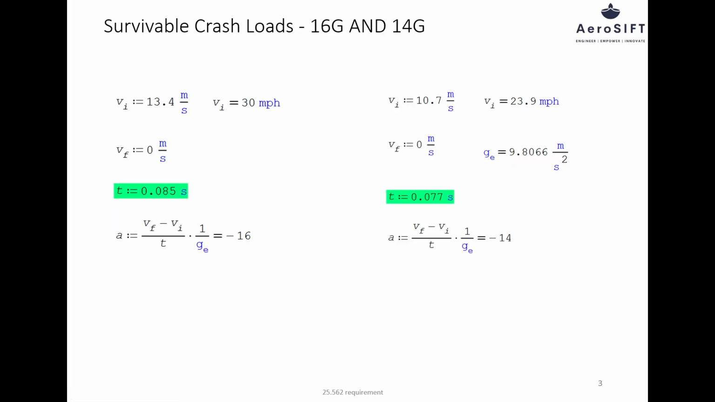Shown in this slide are the calculations using the information from the above regulation. For forward loading condition, an object traveling at velocity of 30 miles per hour, for example, coming to zero velocity in a matter of 0.085 seconds or 85 milliseconds, develops the 16G deceleration. Similarly, for the downward loading condition.